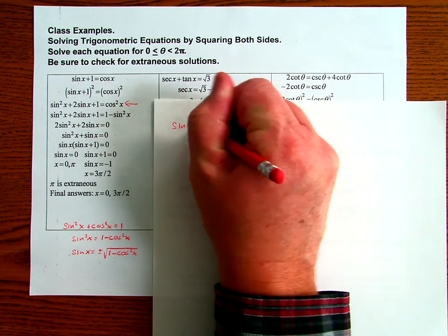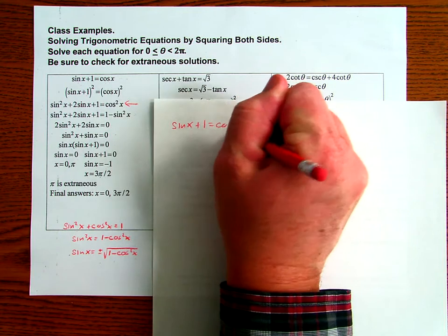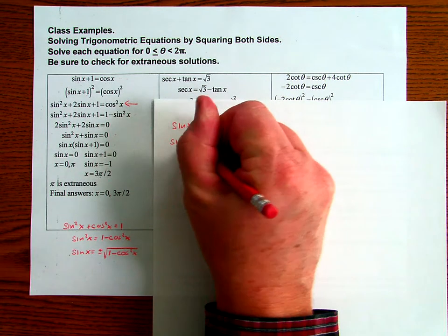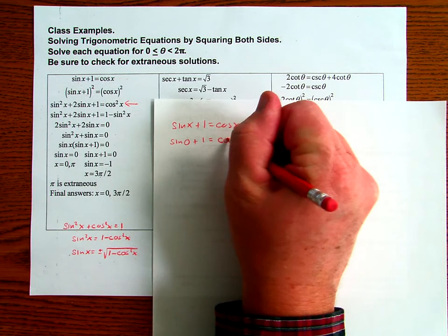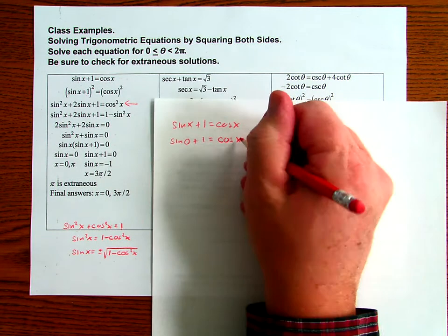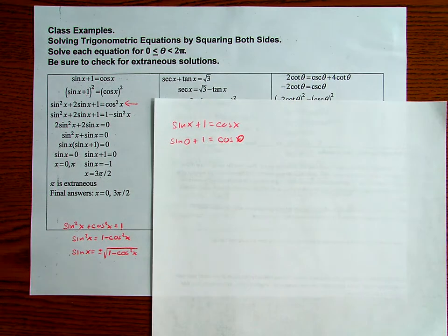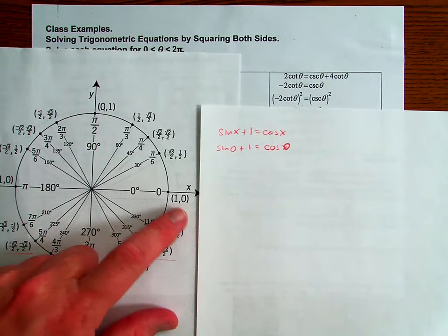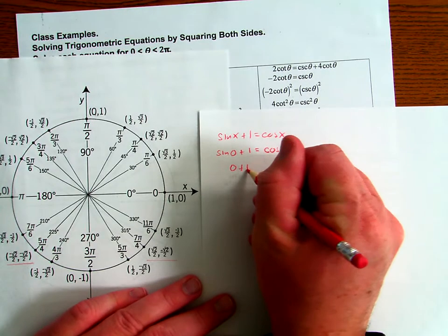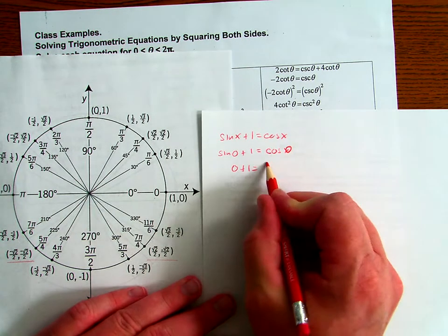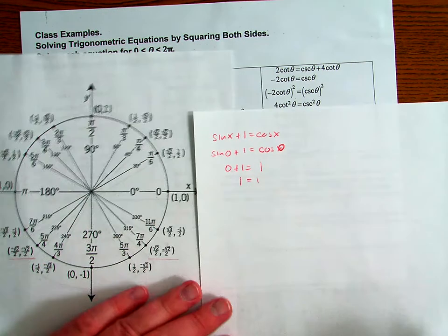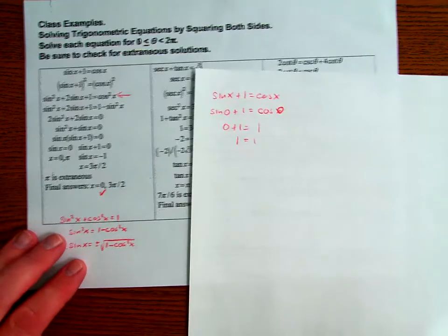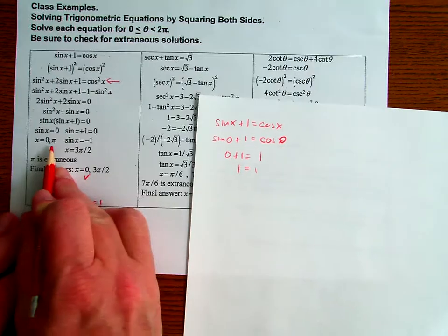So sine of x plus 1 equals cosine of x. First possible answer to consider is 0. So going to the unit circle, we know that the sine of 0 is 0. We know the cosine of 0 is 1. 0 plus 1 is 1. 1 equals 1. That checks. 0 is a solution.